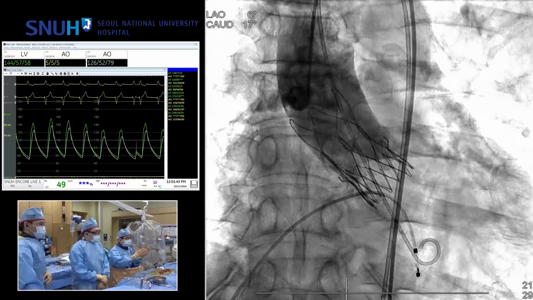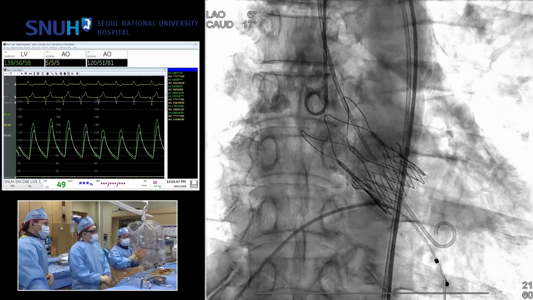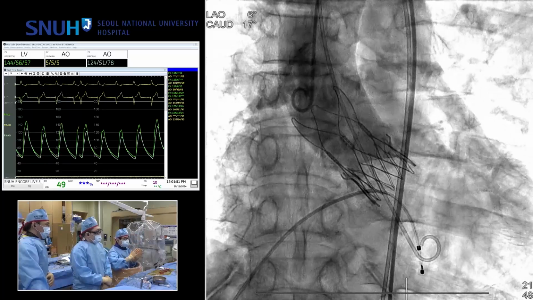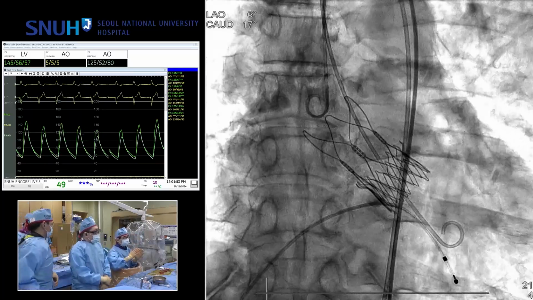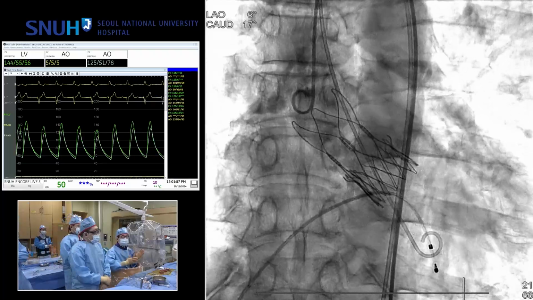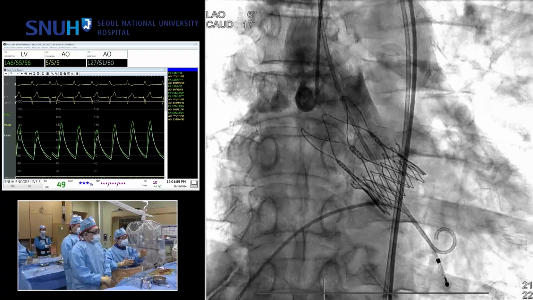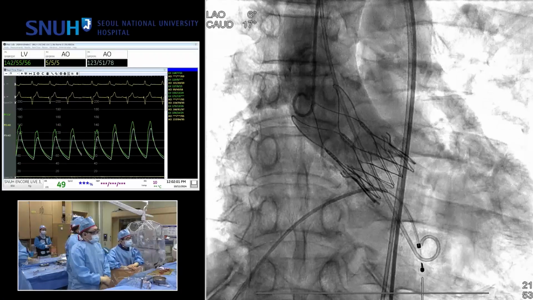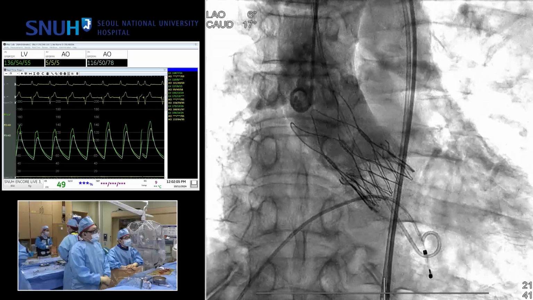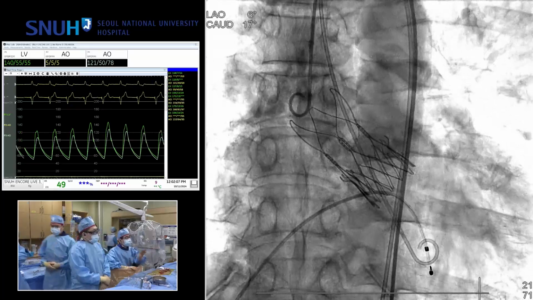But this is completely opposite. Upward deployment, finally just a slight touch to the LVOT. No AV block, even better than Sapien. Thus, this is the beauty of Accurate Neo, and then we can clearly see the commissural alignment.